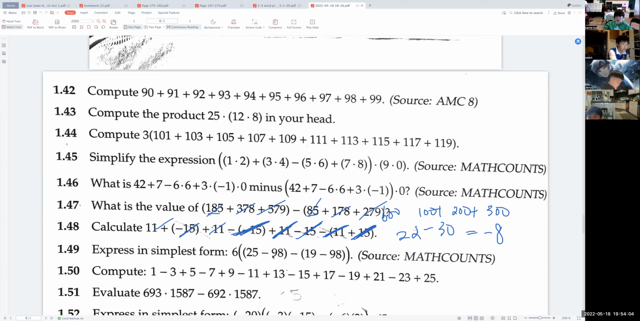Okay, so let's take a look at this one. So negative 98 and positive 98, and 28 minus 19 equals 6. So 6 times 6 equals 36. -2. Wait, what? Is that the answer?